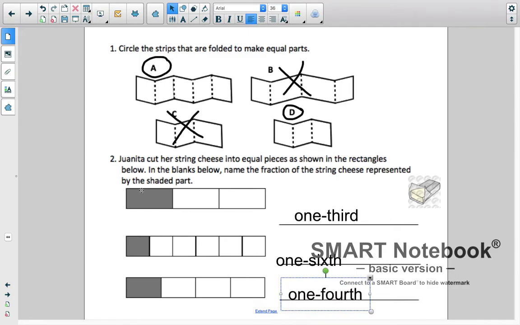All right, and you can see again that the fractions all have equal pieces. Each square or rectangle is equal. They have to be equal to be a fraction. You can't have a piece bigger than another one. All right, let's go on.